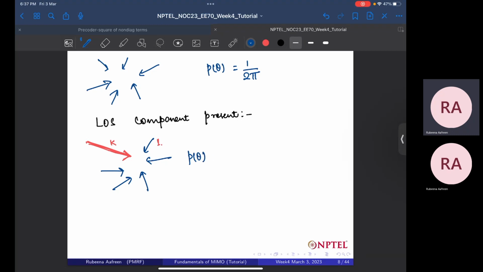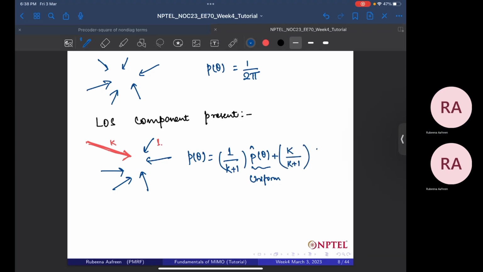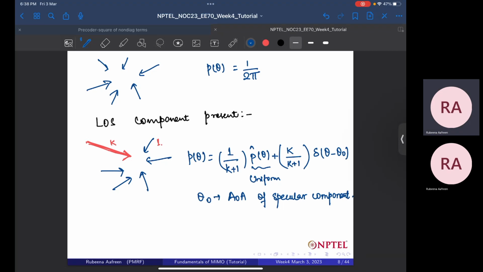In this case, p theta will change to 1 upon K plus 1 times p hat theta, where p hat theta is the uniform distribution that we had considered. So the uniform components will carry 1 upon K plus 1 fraction of power, and the LOS component will have the K upon K plus 1 term. Here theta 0 is the angle of arrival of the specular component. This component comes from scattering, and this component comes from the specular line of sight component.